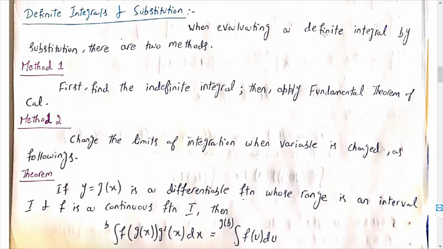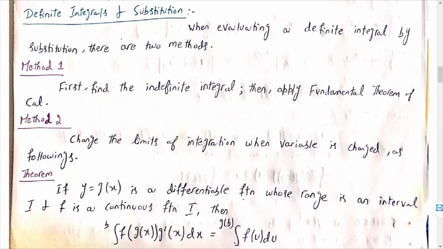In the previous lecture, I discussed the integration by substitution method for indefinite integrals. Now moving towards the integration by substitution method for definite integrals. For definite integrals, there are basically two methods to evaluate by substitution. Method one is to compute the indefinite integral first and then use the evaluation or fundamental theorem of calculus. And the second way is to use the substitution rule for definite integrals.